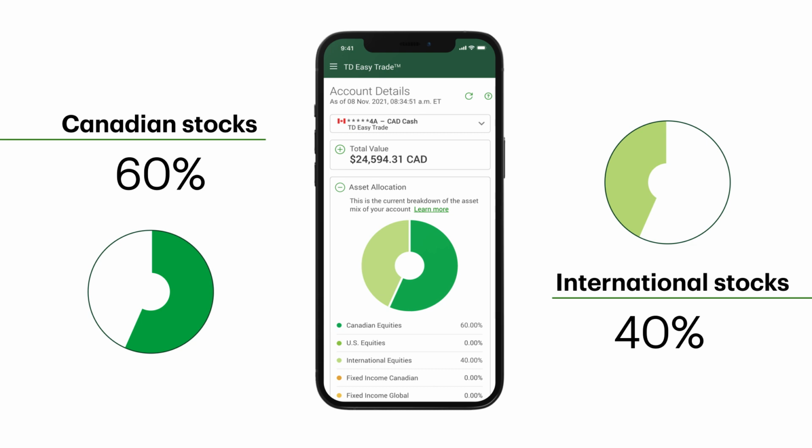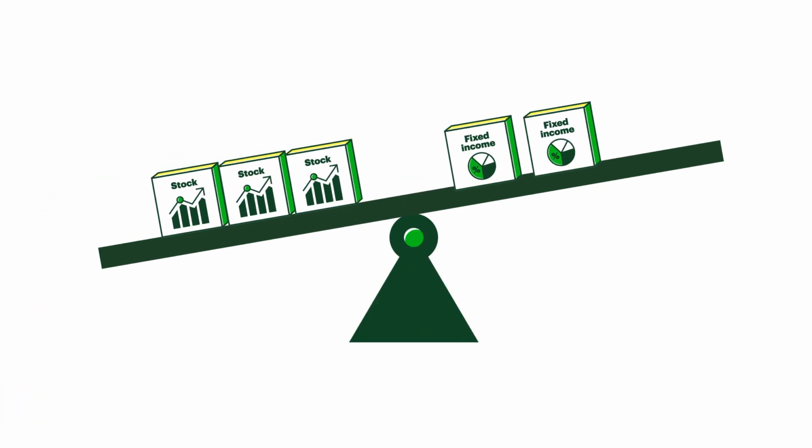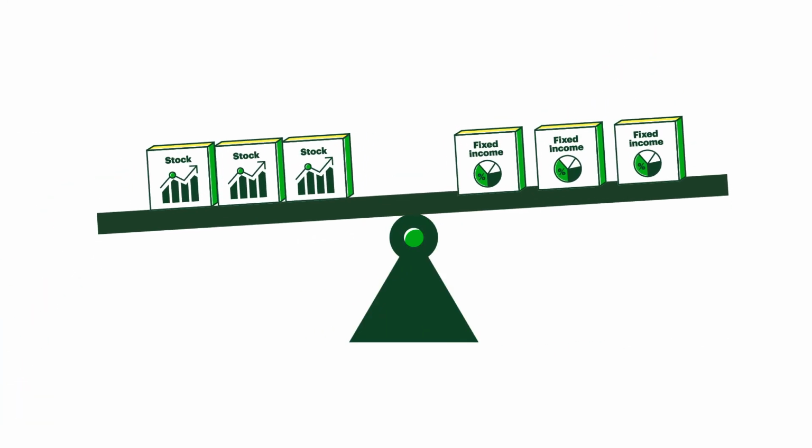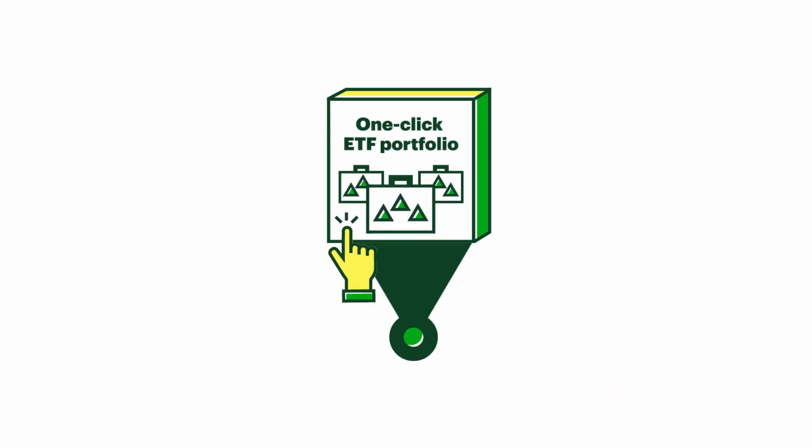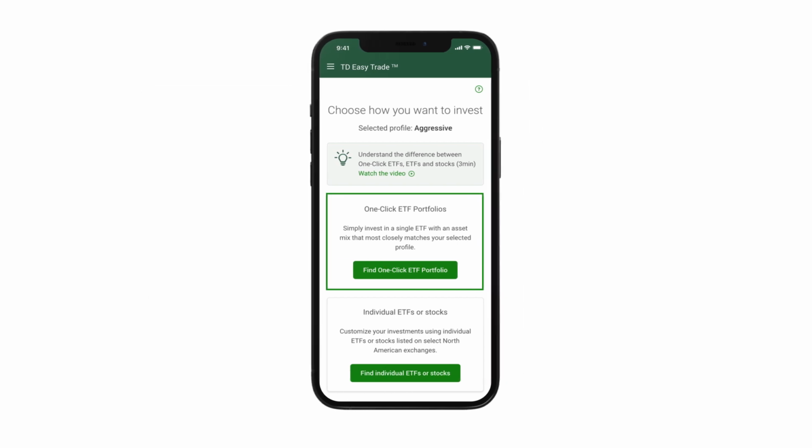If you leave it this way, you might end up taking on more investment risks than you're comfortable with, and your investment returns might be much different than expected over time. So you'll probably want to do something called rebalancing every so often. That's when you buy and sell investments to return your portfolio to the mix of securities you want. This isn't something you'll need to do if you hold a one-click ETF portfolio that aligns with your investor profile. But if you're building a portfolio with individual stocks and ETFs instead, it's very important.